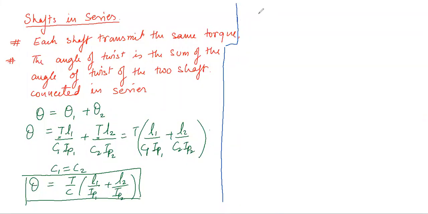Now I'm going to write shafts in parallel, right? When your shafts are in parallel, the angle of twist in both the shafts should be the same. So you have two criteria. When shafts are in series, the torque acting in both shafts is the same. Similarly, when shafts are in parallel, the angle of twist in both shafts should be the same.